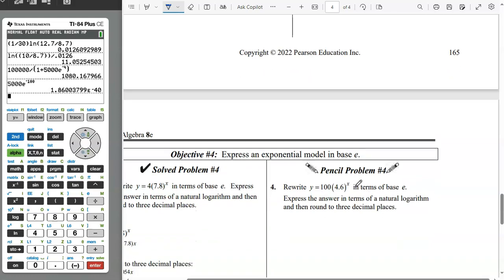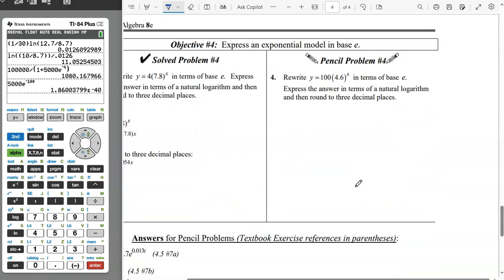And then we have one more problem here we're going to look at. We'd like to rewrite this function. This is an exponential function. It uses some exotic base, 4.6 to the x. Now, any exponential function that exists can be written with a base of e. And so the question is, how can we replace this 4.6? How can we write this as e raised to some number?